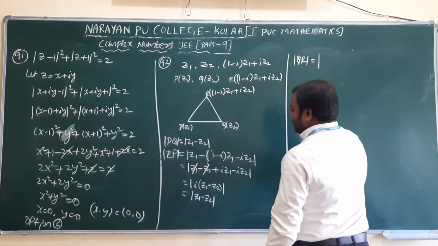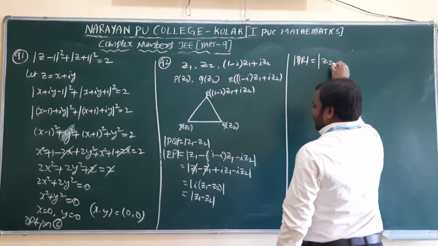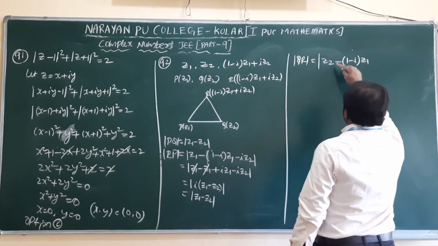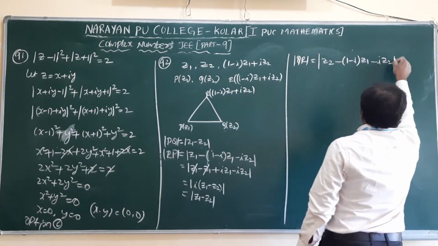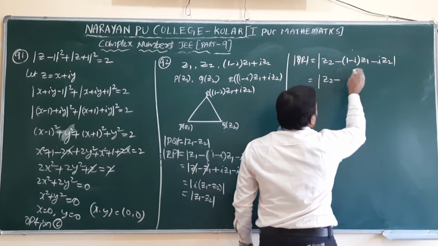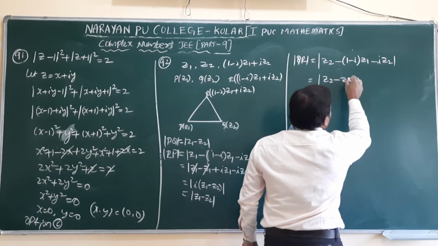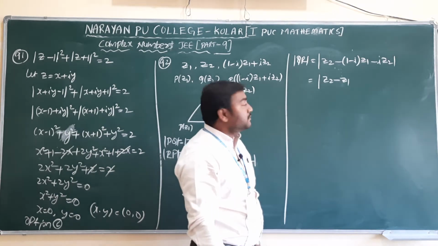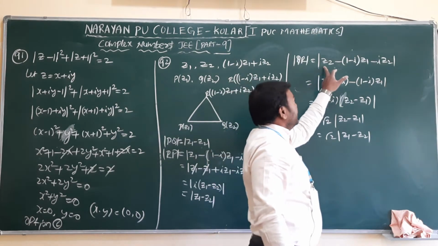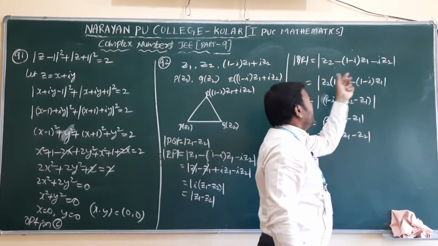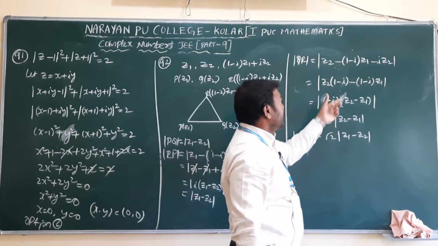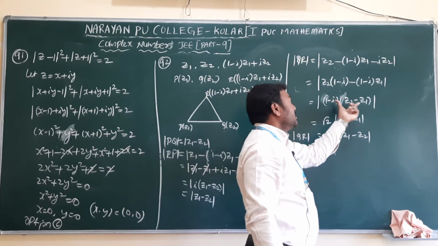So modulus of z2 minus (1 minus i) into z1 plus i into z2. So here modulus of z2 minus 1 into z1 plus i z1 plus i z2. So here I take z2 and i z2, take common z2, remaining 1 plus i, minus (1 minus i) into z1. Here we take common 1 minus i, so remaining z2 minus z1.